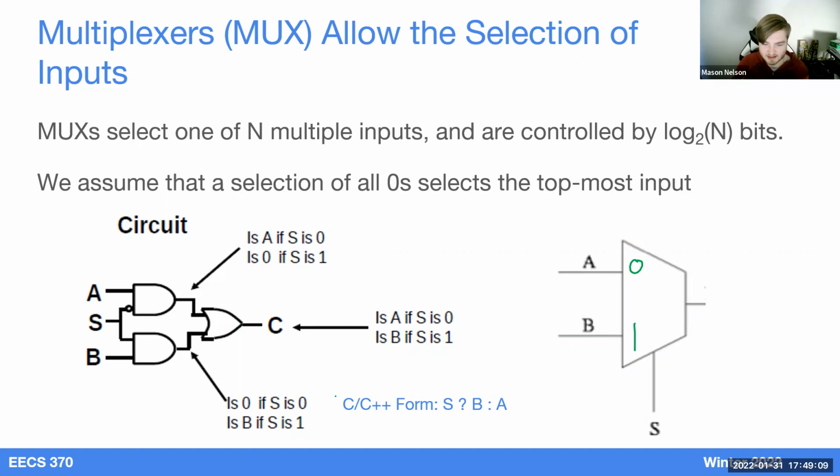One way you could write this in C, C++, or Verilog is with the ternary operator. We have our selector, some sort of Boolean statement, then our value of true and our value of false. You can definitely use this on the projects. If you want to look it up on the internet, it's called the ternary operator, ternary meaning 3, because we have 3 inputs: S, B, and A.